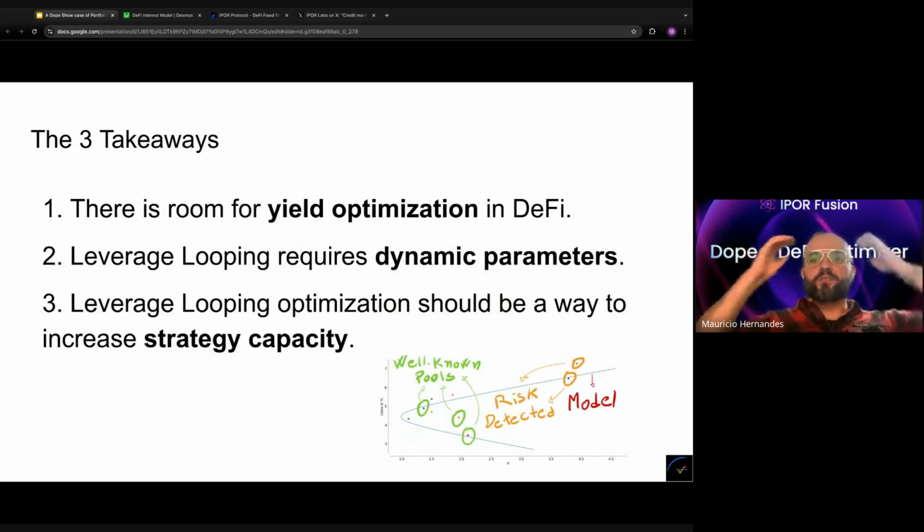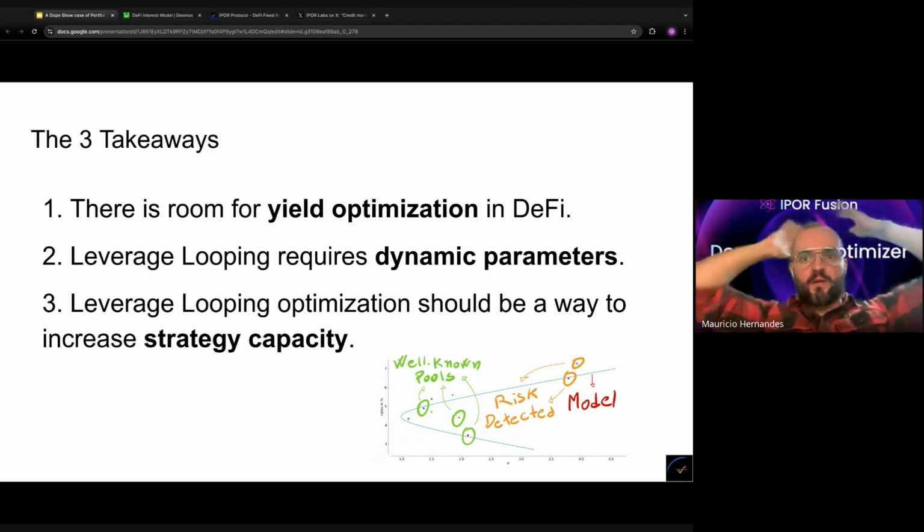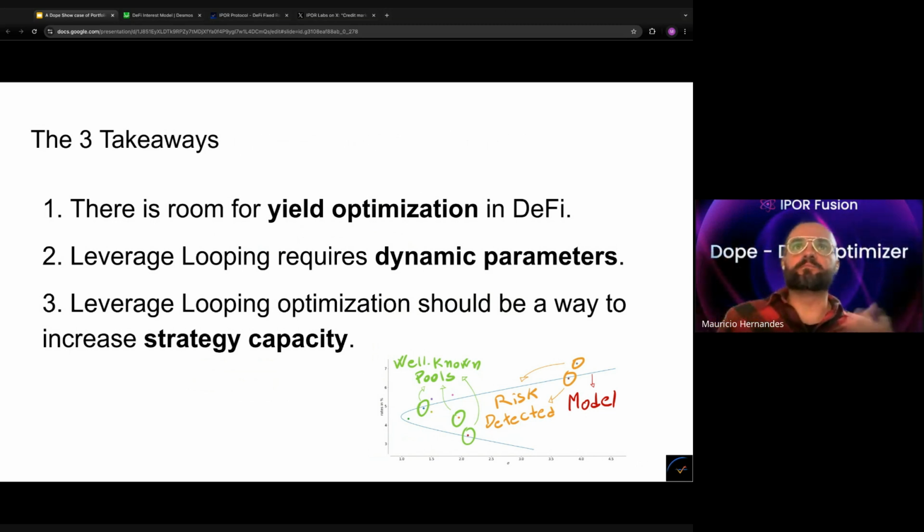And then, okay, just to wrap up, what did you learn today, right? So one is that there is some room for yield optimization in DeFi. I think that's very powerful. Maybe people had a smell for that, but we went there and we did it. The other one, I think that's very obvious, but again, I went to the data and saw: leveraged looping requires dynamic parameters.